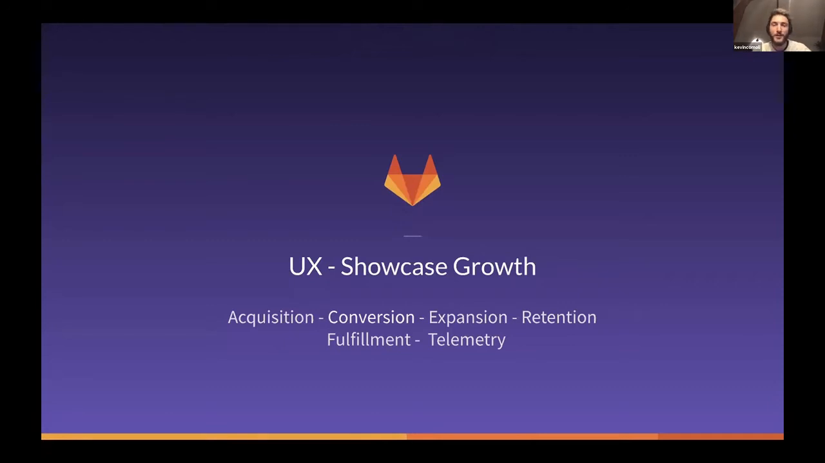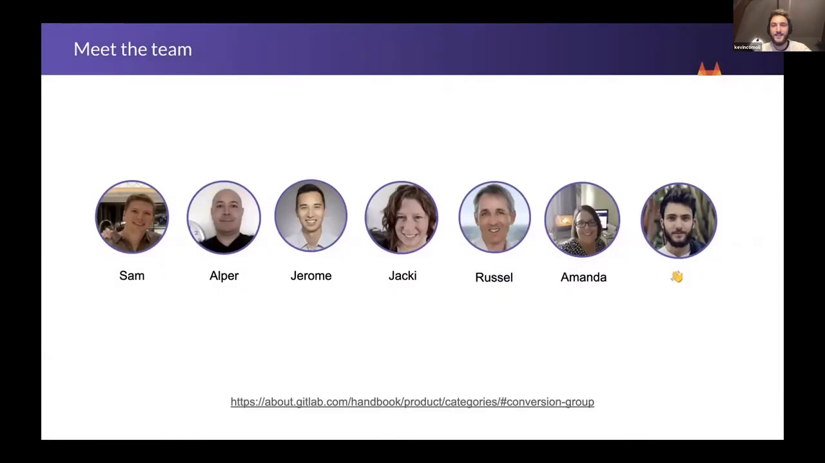It's composed of six groups, which are acquisition, conversion, expansion, retention, fulfillment, and telemetry. Today, I'm going to be talking a bit more about conversion. When I'm talking about conversion, these are the people composing the group.